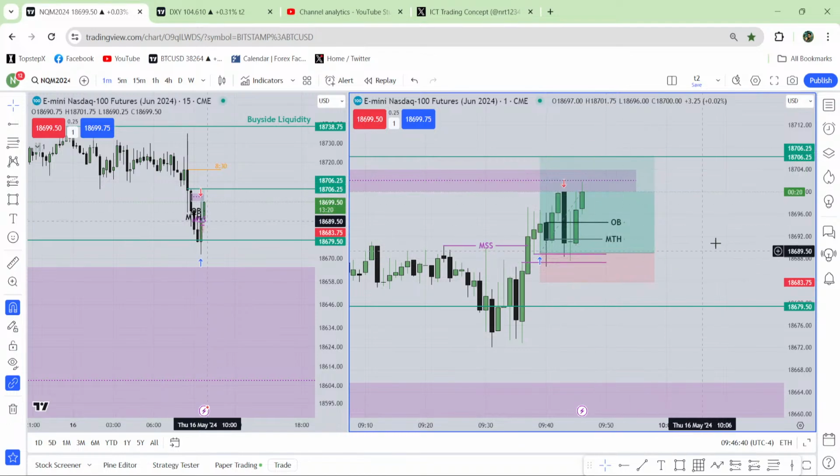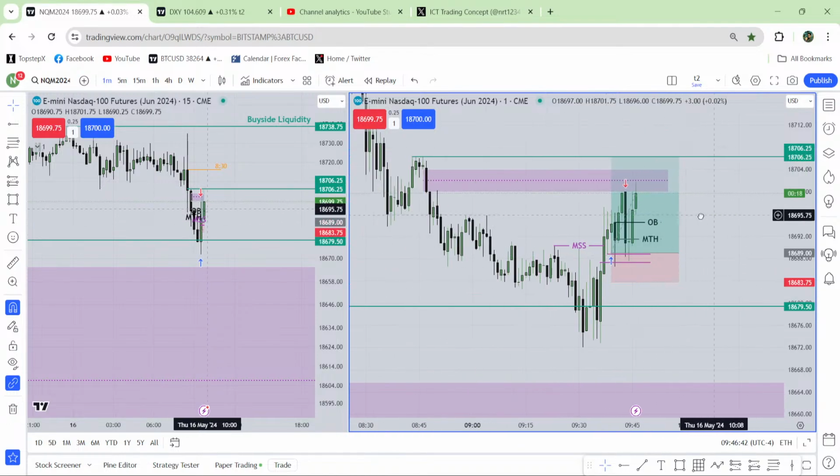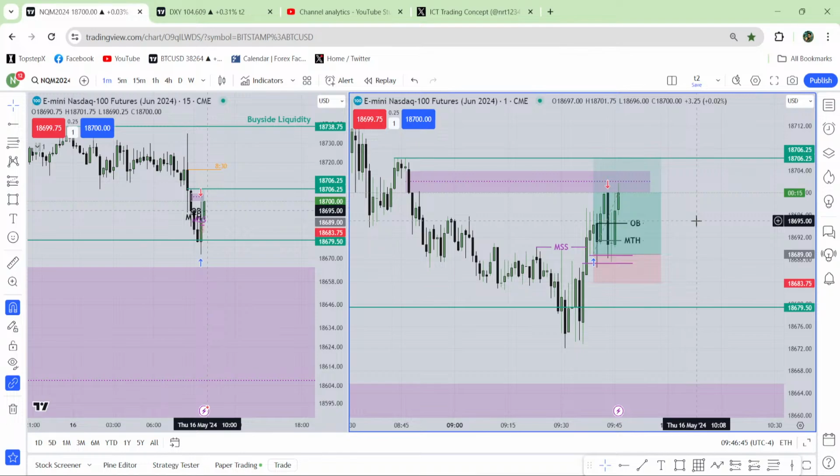This range is very small. That is the problem. If the range was not so small, it would be much easier.